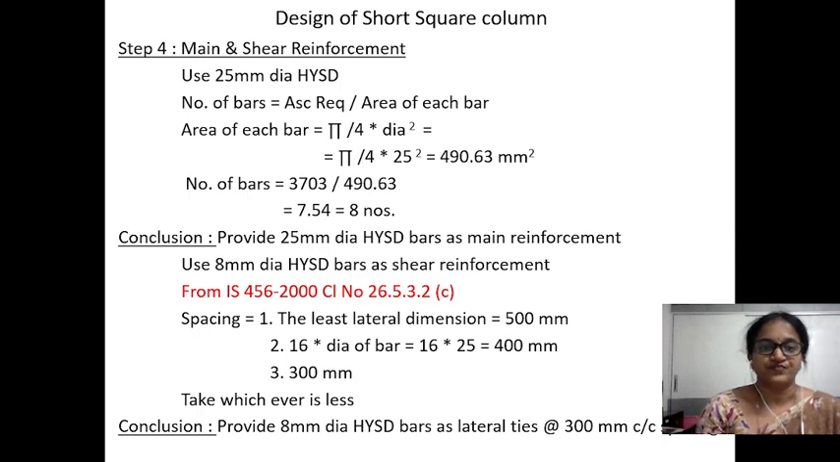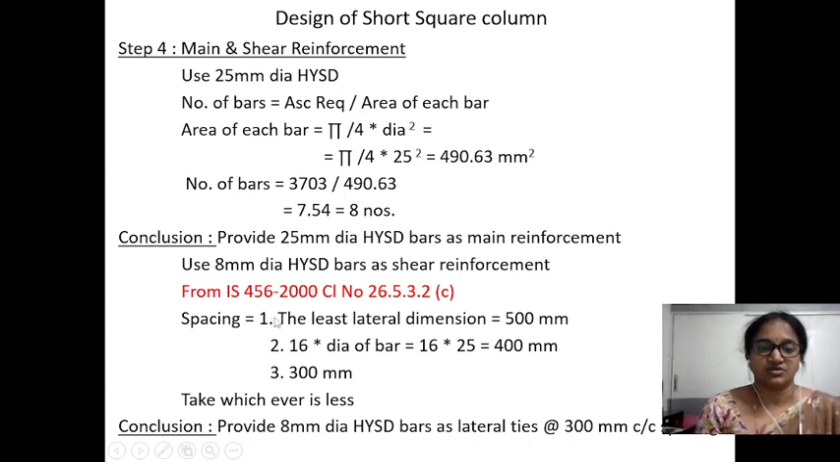Now, coming to shear reinforcement. For shear reinforcement, which are nothing but the lateral ties, we can take 8 mm dia HYSD bars. In this also, from IS 456 there is a clause 26.5.3.2 which is nothing but spacing. So, at which spacing we have to provide the lateral ties.